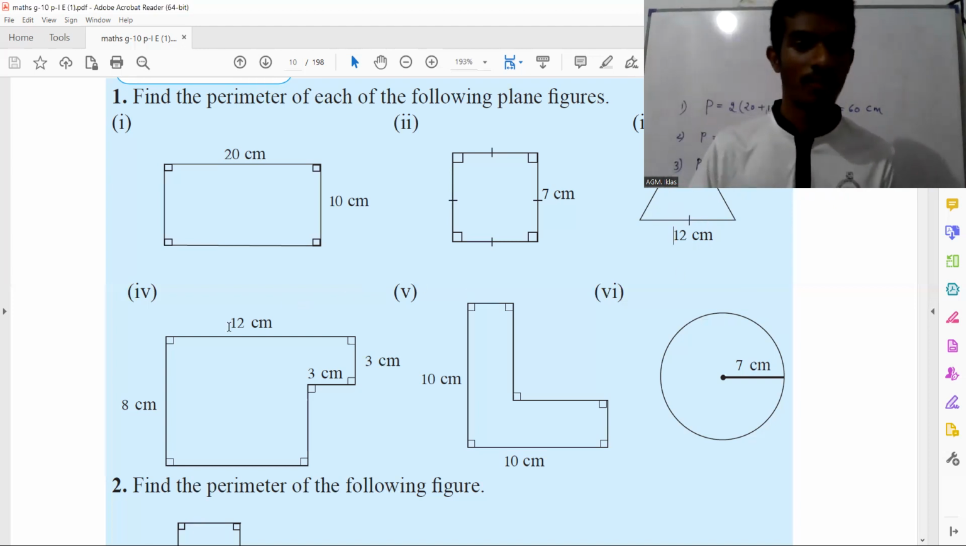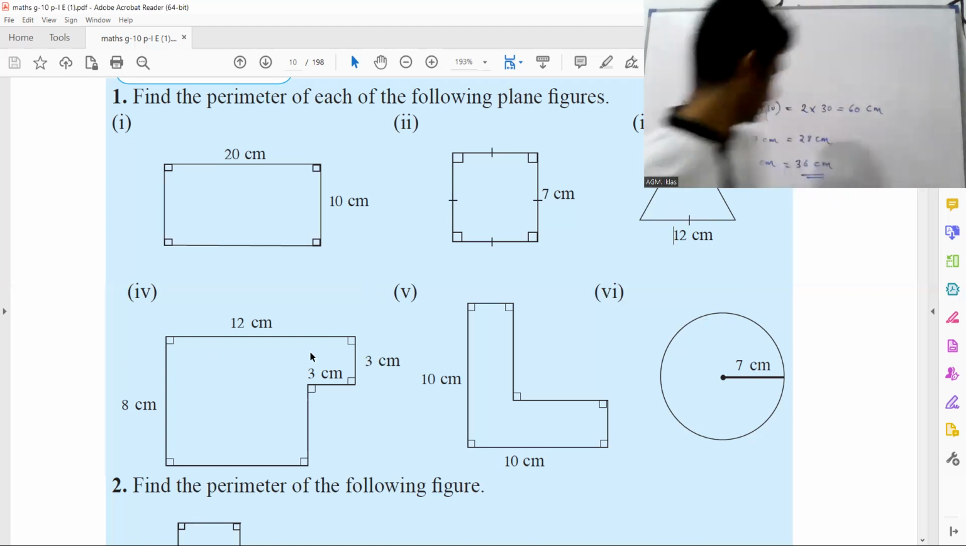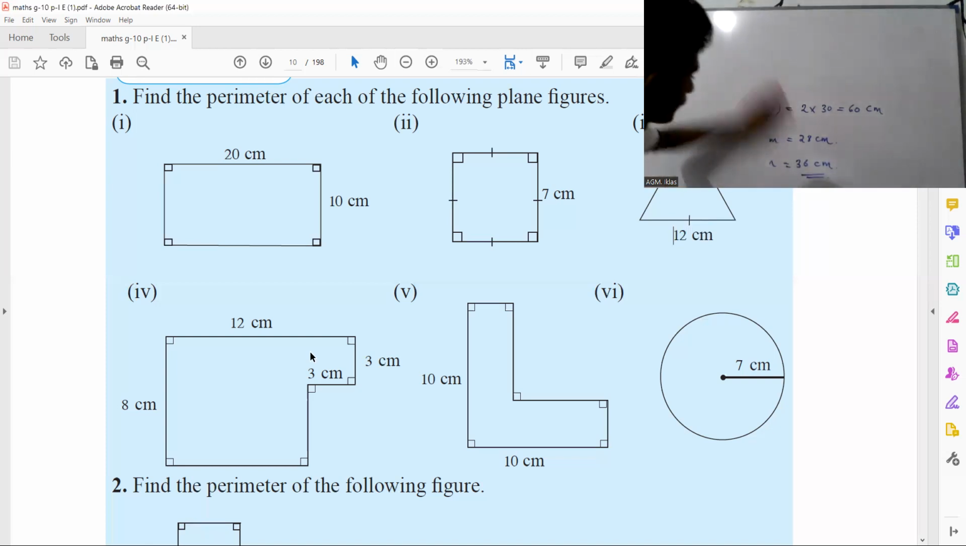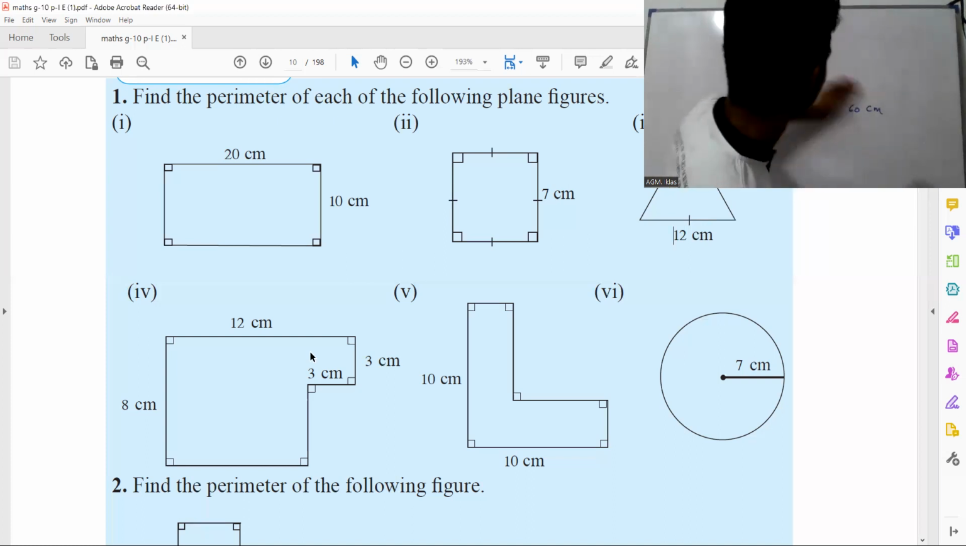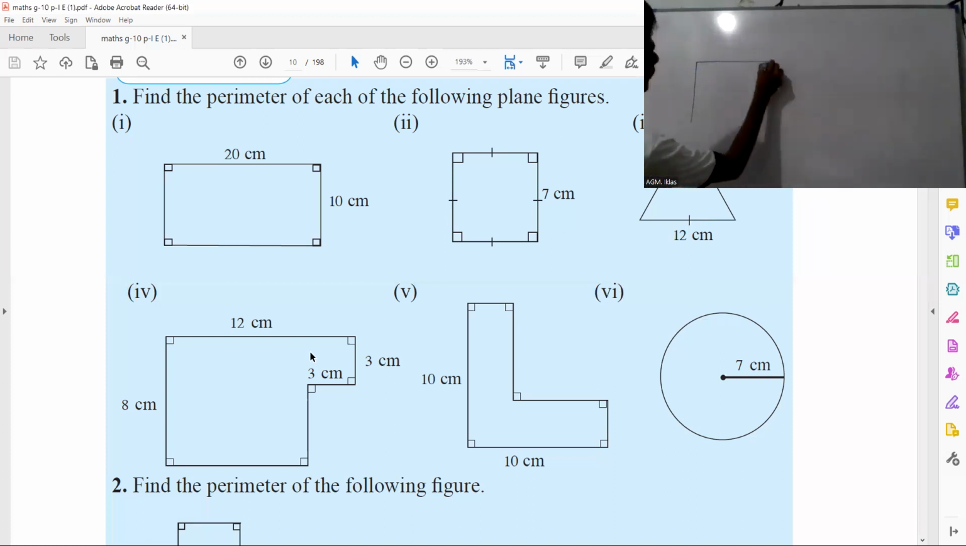And moving to the fourth question. The fourth question looks like a complex one, but it is not. As you think, that is also simple. So in order to explain it to you clearly, let me draw the diagram. So they say this is 12 centimeter.